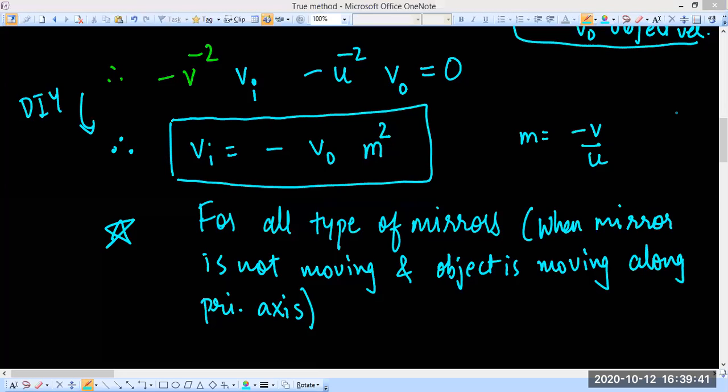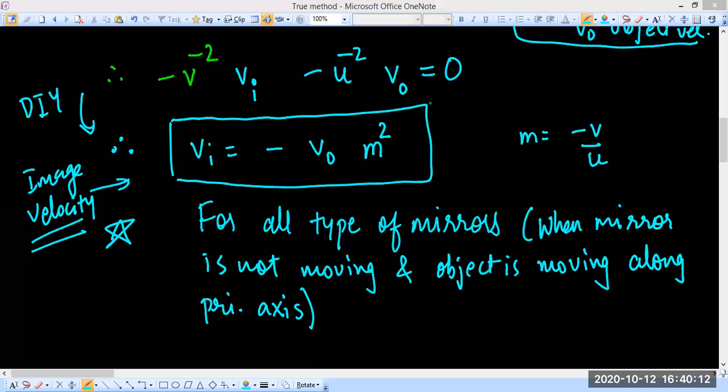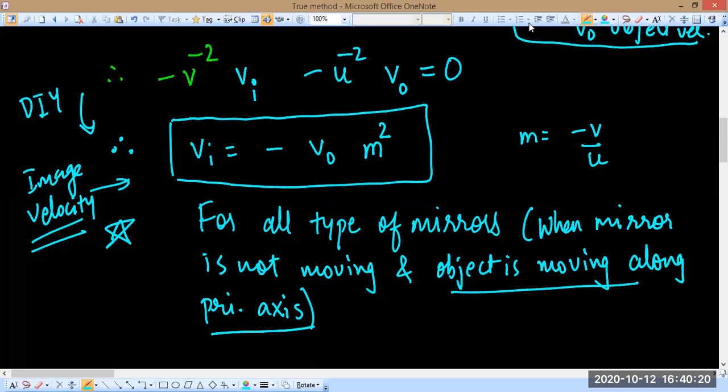Any particular name for this formula? You could say this is formula for image velocity. All right. Should object velocity be constant? No, not required. Sorry, not required. Okay. But yes, it should satisfy this condition, right? It should satisfy this condition.